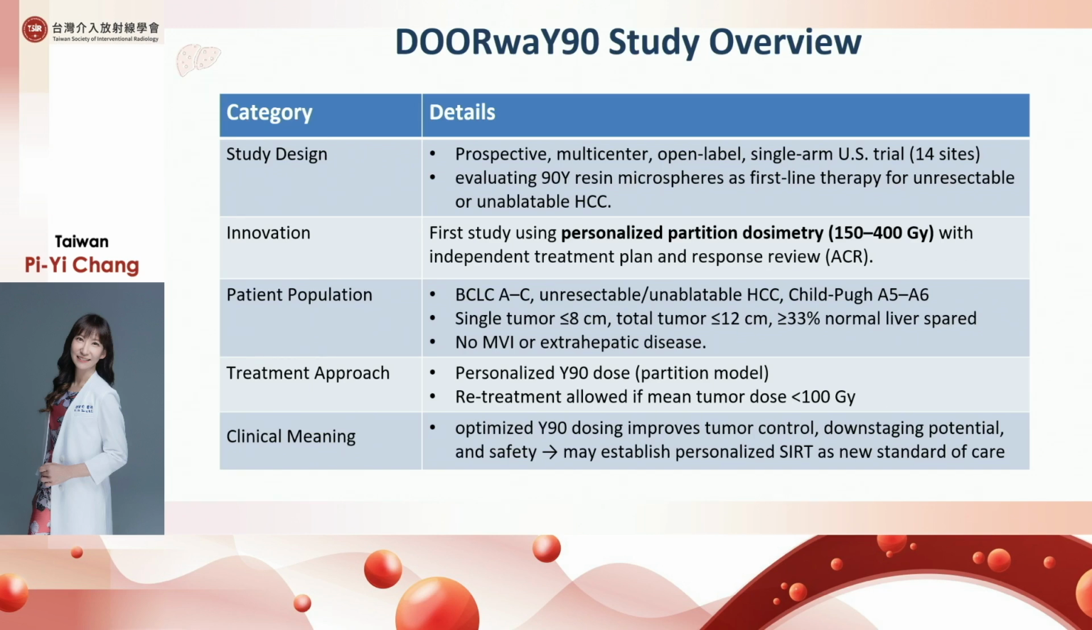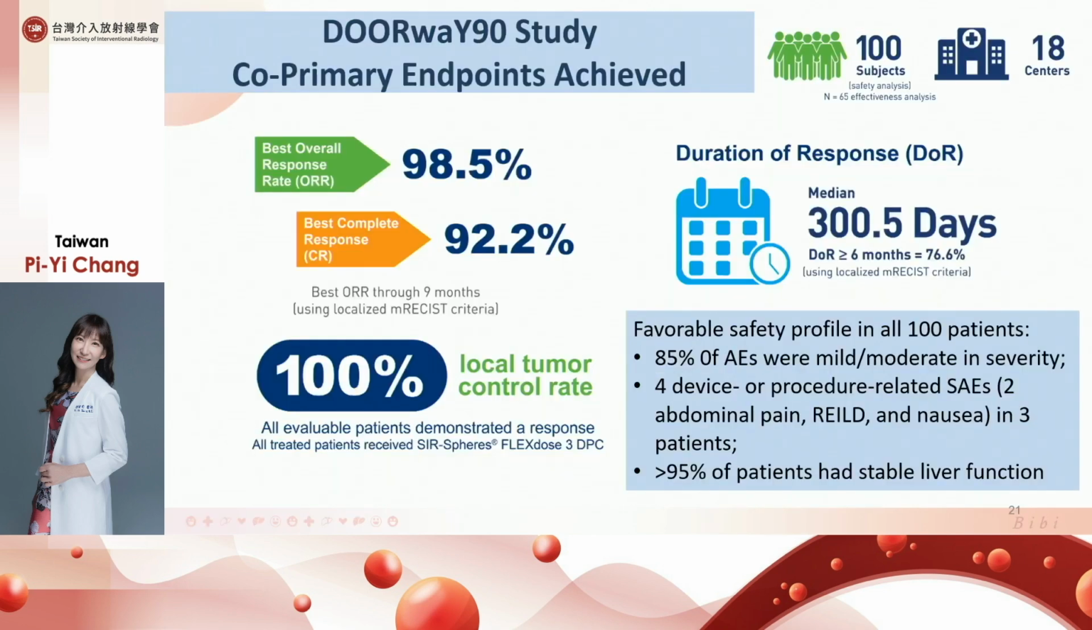The innovation is that this is the first study using personalized partition dosimetry, ranging from 150 to 400 gray. The treatment approach is to use the partition model, but it can be retreated if the mean tumor dose is less than 100 gray. So the clinical meaning is that it can optimize Yttrium-90 dosing and improve tumor control, downstaging potential, and safety. So let's see the DOORWAY study.